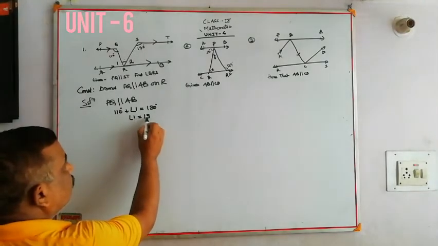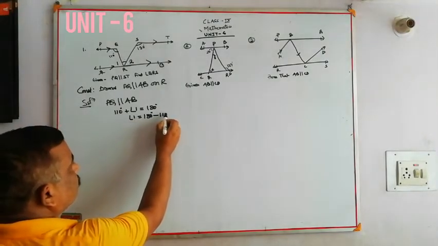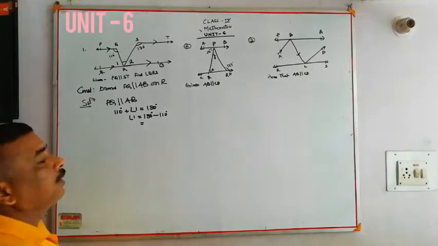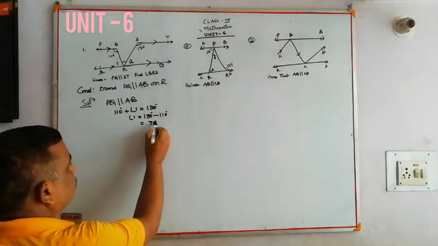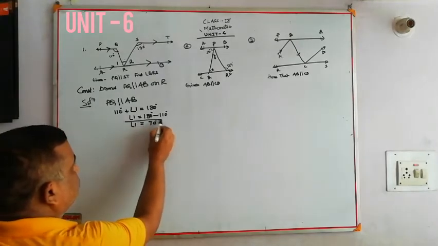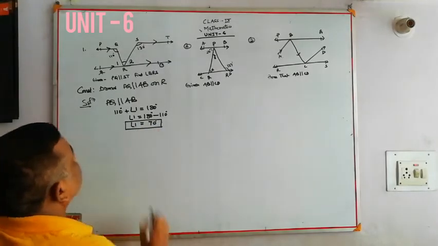Angle 1 is equal to what? 180 degrees minus 110 degrees. That is 70 degrees. Angle 1 is equal to 70 degrees. First we find angle 1.